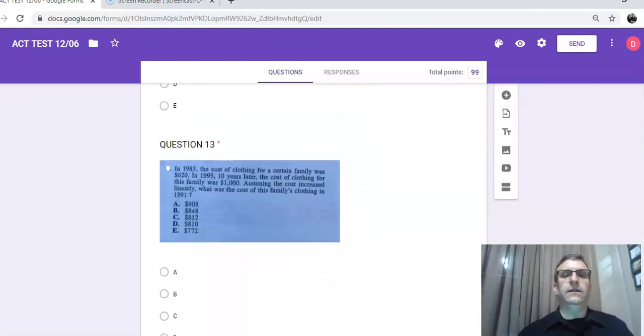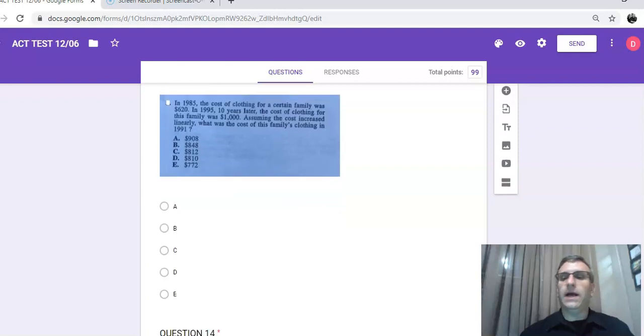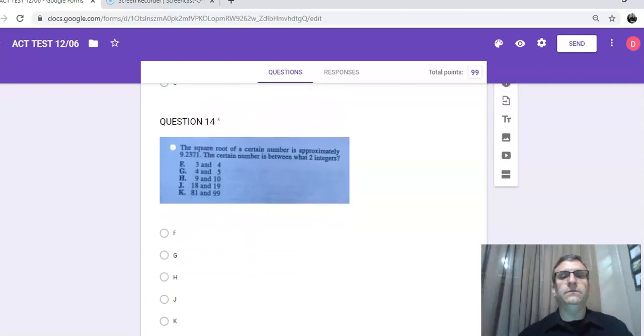All right. The slope question that we dealt with earlier on this week, there's a 10-year difference. Okay. They spent $620 in this year and $1,000 in this year. Okay, so it's 380 over 10, so it's a $38 a year difference. Okay, and they want to know how much in 1991.